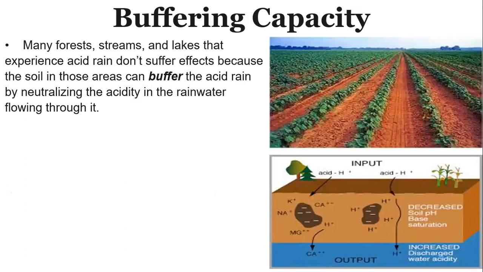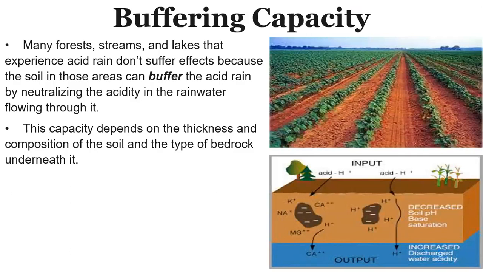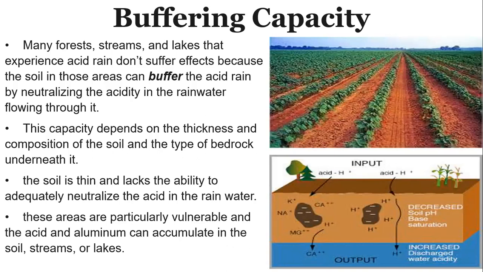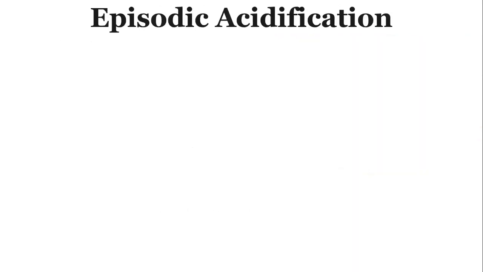We also need to understand buffering capacity. Many forests, streams, and lakes that experience acid rain don't suffer effects because the soil in those areas can buffer the acid rain by neutralizing the acidity in the rainwater flowing through it. This capacity depends on the thickness and composition of the soil and the type of bedrock underneath it. In areas such as mountainous parts, the soil is thin and lacks the ability to adequately neutralize the acid in the rainwater. As a result, these areas are particularly vulnerable, and the acid and aluminum can accumulate in the soil, streams and lakes.